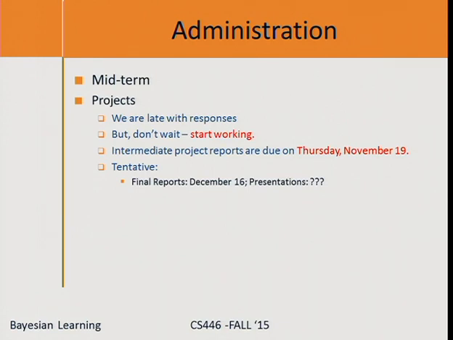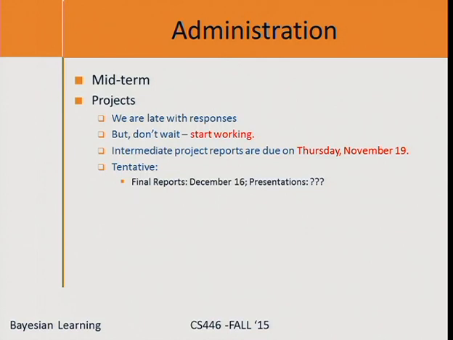Projects. Yesterday I heard that some people asked questions. I did talk about it last week. Do start your work on the project. Don't wait until you get comments. We'll try to give you the comments this week, hopefully tomorrow. But even if you didn't get feedback, you should have started working. If not, start today. In 2 weeks, I'd like to see some intermediate project report, sort of a progress report, and then you'll have one more month to complete it.